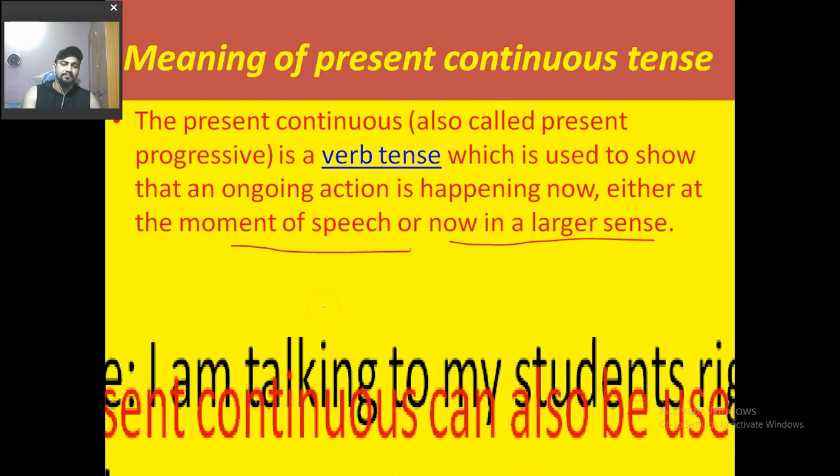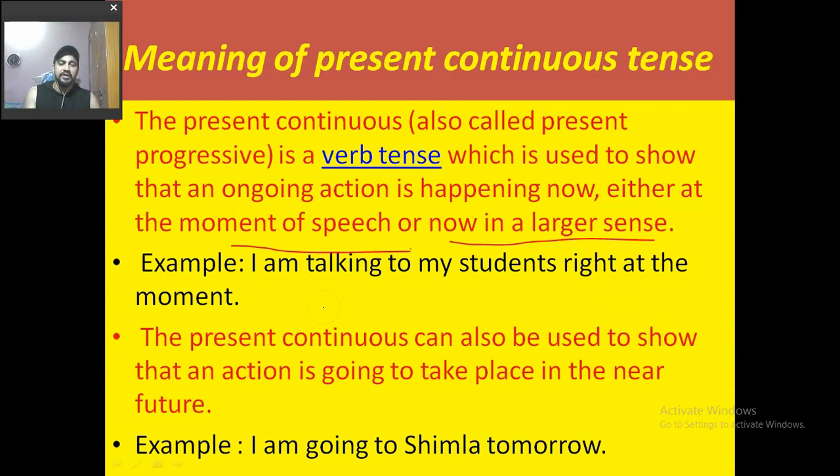Now you see the examples given over there. The first example is: I'm talking to my students right at the moment. I is the first person pronoun, and here it is singular also, but we need to see what the different helping verbs and the main verb are that get used in the present continuous tense.